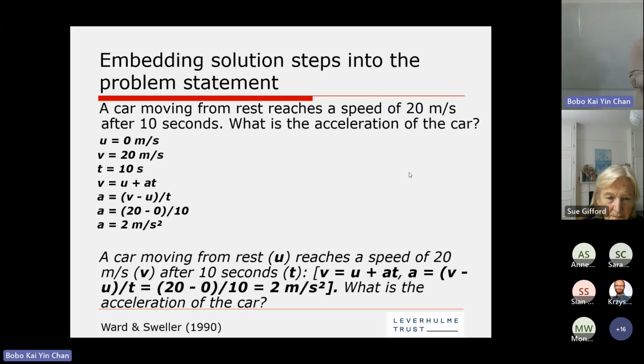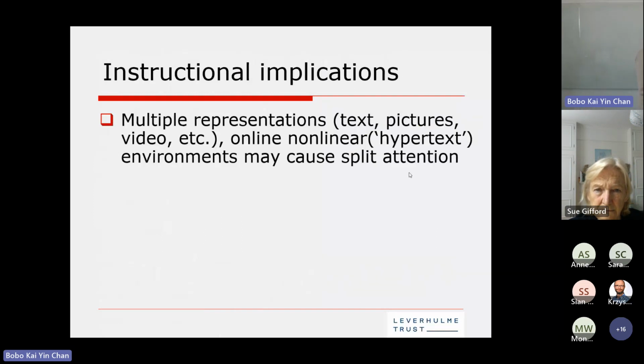Actually embedding the solution within the task statement. So probably the task statement should be presented first, like the task statement itself, and then secondly, the task statement should be repeated, but already with the solution steps embedded within, to reduce any potential searching and matching activities that could be irrelevant in this case.